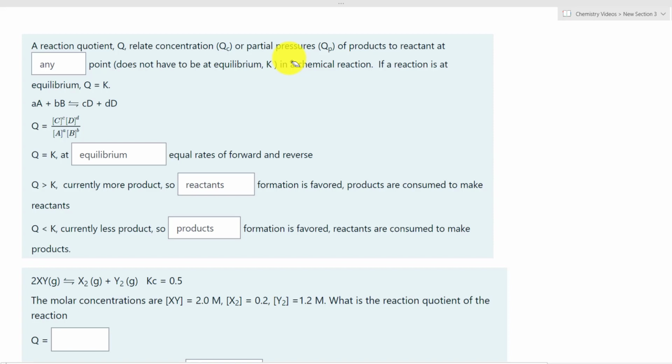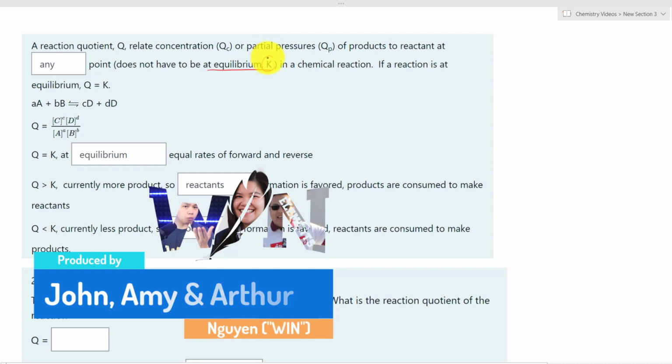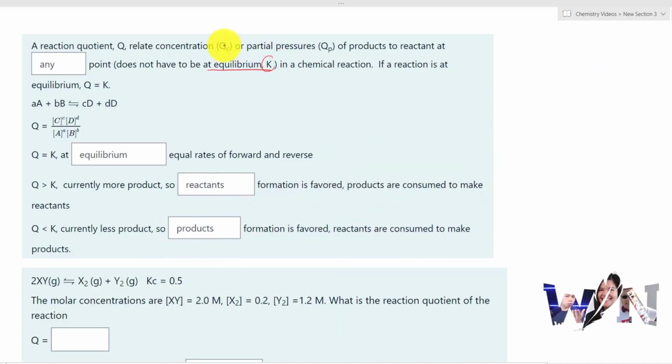In the previous lesson, we talked about the equilibrium constant, which is represented by K. Then we also related K to Q. Now Q is the reaction quotient at any point in a chemical reaction, where K equal to Q is at equilibrium, okay? So K is at equilibrium, whereas Q is at any point in a chemical reaction. And of course, Q can equal K, and that's what this lesson is about.